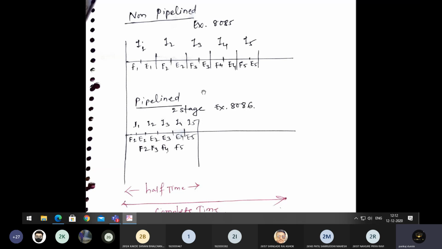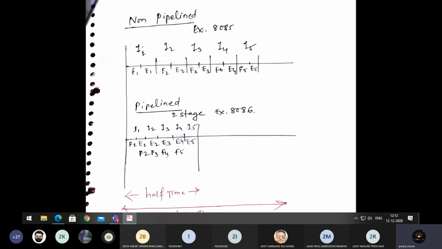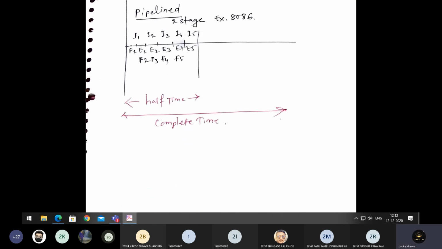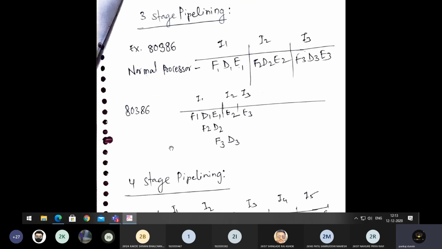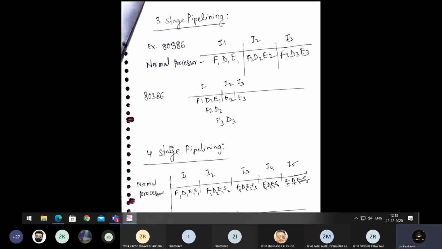So with this simple diagram of 2-stage pipelining architecture, it is very clear that with the instruction pipelining which we are learning now, we are saving half of our time with only 2-stage instruction pipelining. Now for understanding it in more detail, this is the diagram for three-stage pipelining, where we are considering fetching, decoding and executing stages with a normal processor and with a pipeline processor.